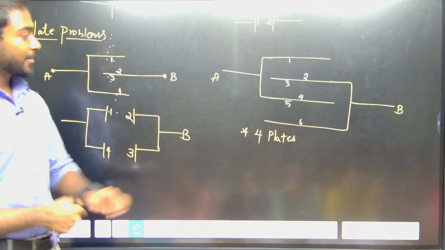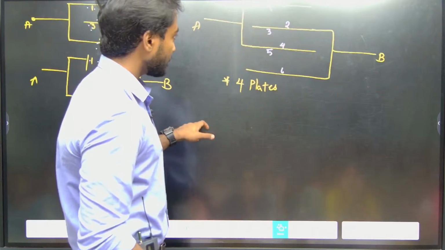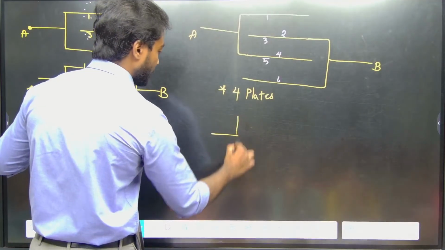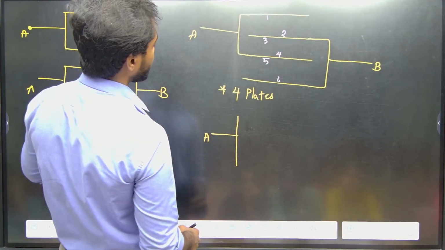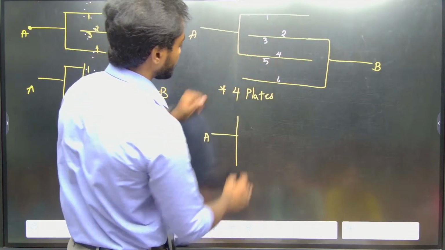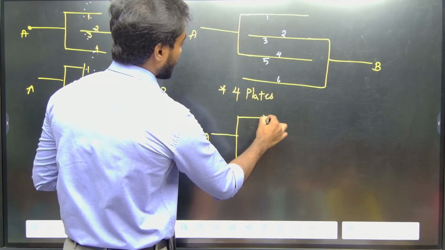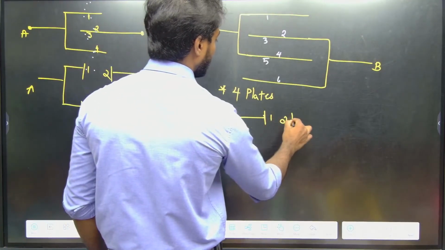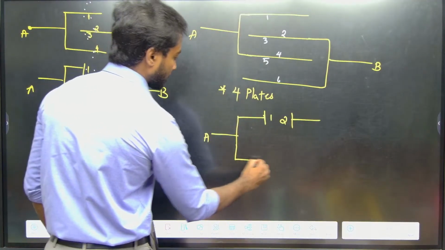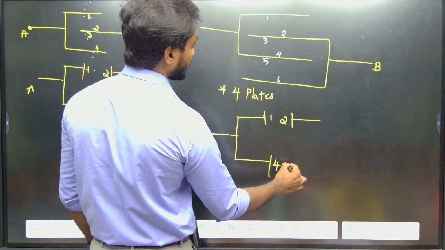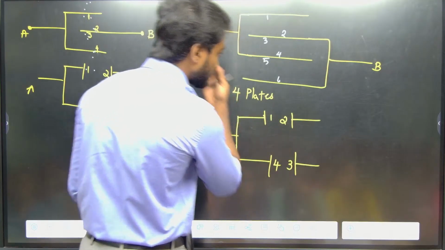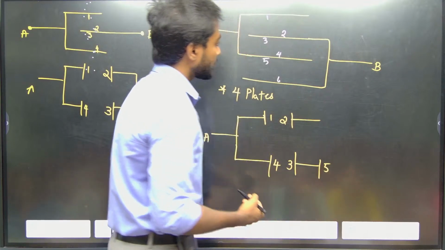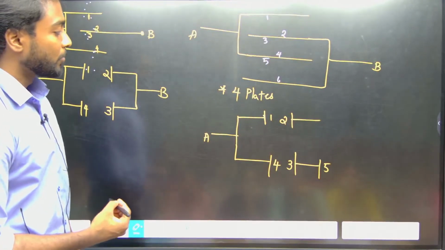Okay. So first I will start from A. Any doubt up to this? So first I will take A. How many plates are there for A? 1. Okay, so 1 is opposite to 2. Then 4 is there. 4 is opposite to 3. Then 5 opposite to 6.